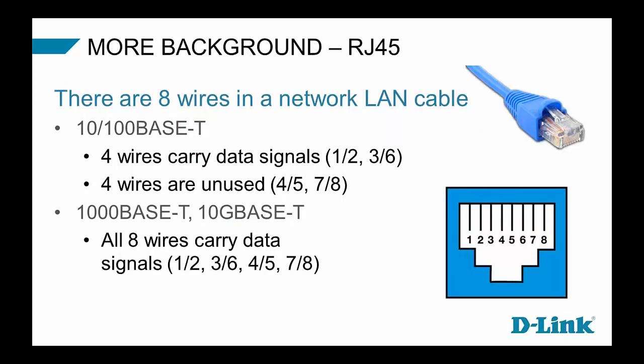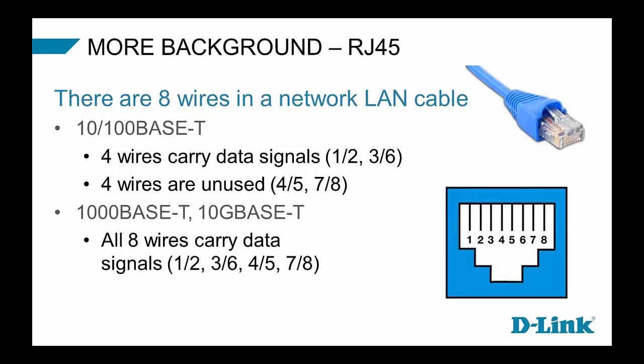So a little bit more background. Let's talk about an RJ45 connector. Everybody's familiar with this. As I mentioned earlier, there are 8 wires, 8 conductors, or 4 twisted pairs within a LAN cable. In 10 megabit and 100 megabit, 10-100, 4 of those wires, or 2 pairs, 1, 2, and 3, 6, are carrying the data signals, and 2 pairs, 4, 5, 7, 8, are actually not used in 10-100.